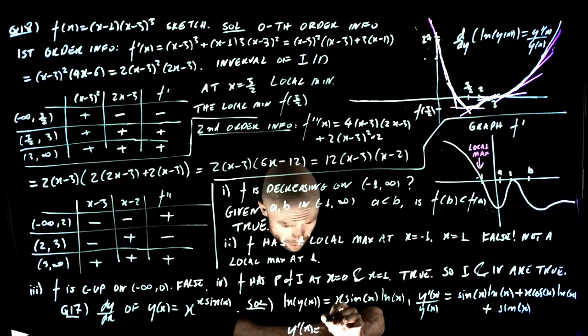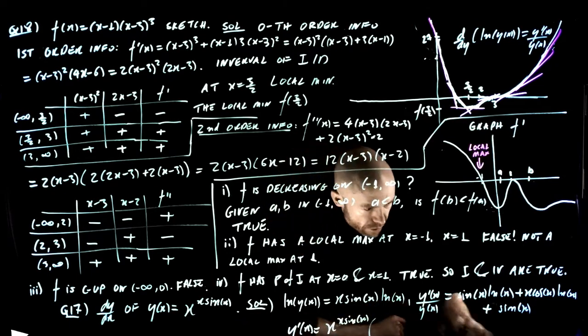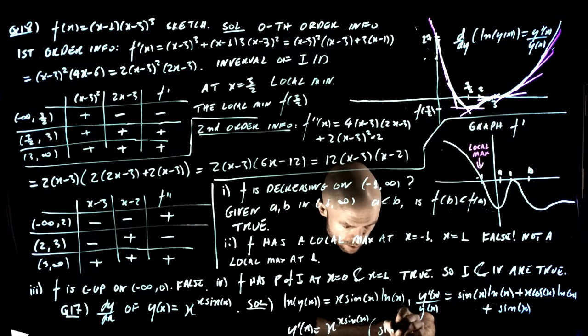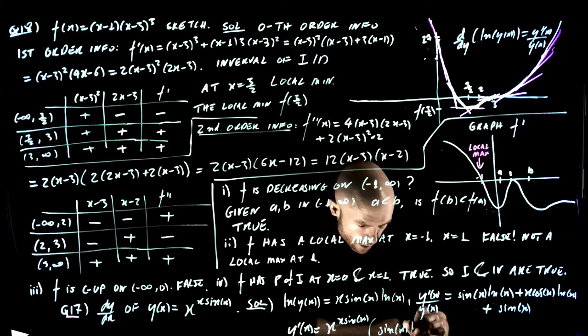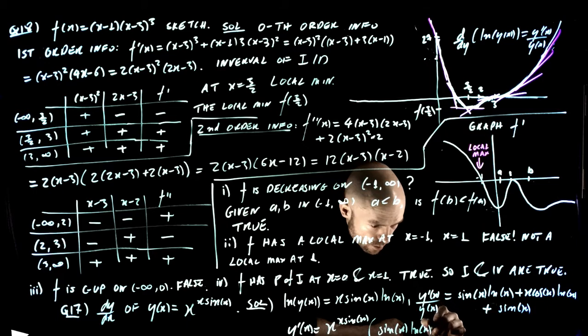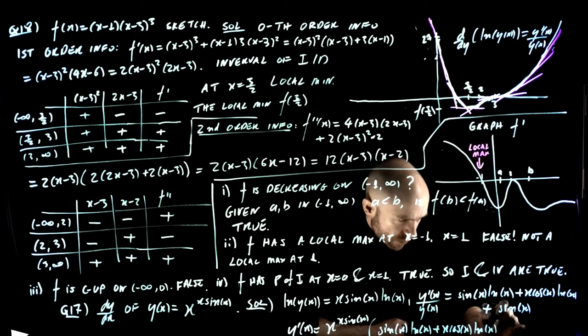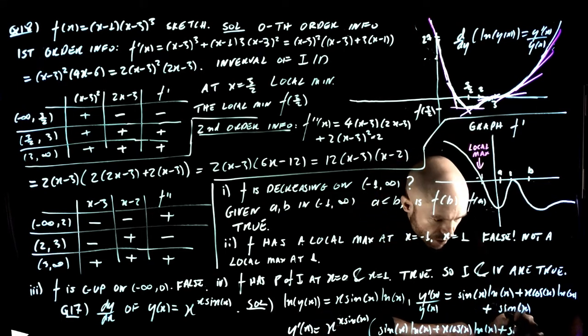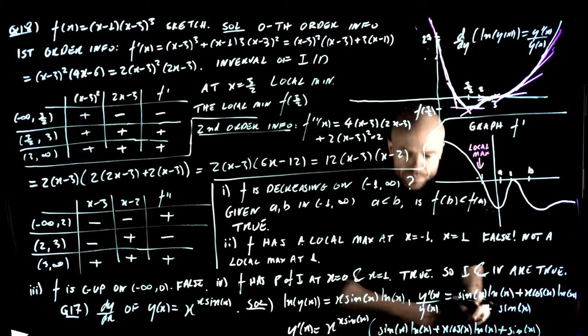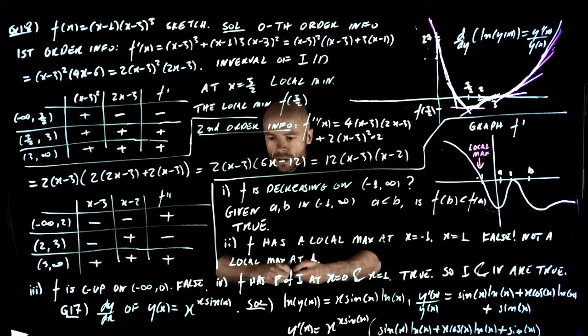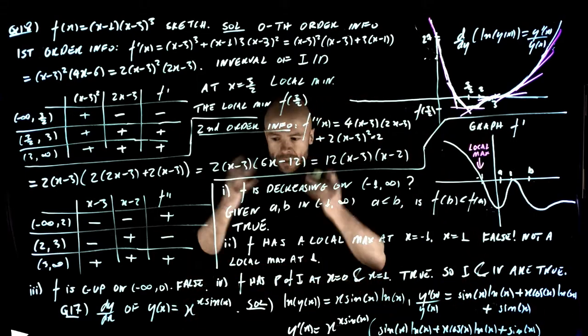The y of x is given by this, so it's going to be x times x to the sine of x, and then everything we have here: sine of x log x plus x cosine of x log x plus sine of x, and that's it. Cool. And there's another one out there, part b, but it's the same.